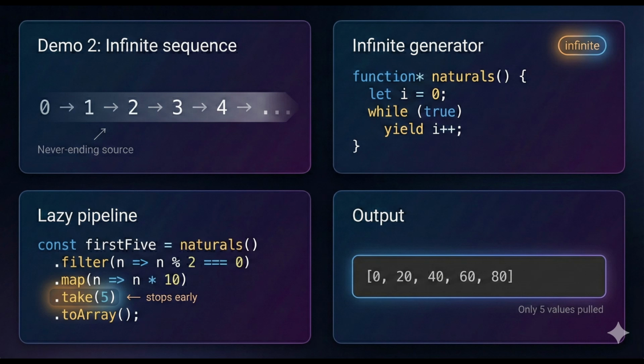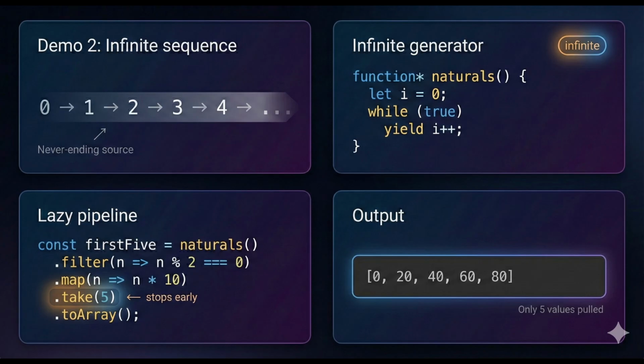First, we filter the infinite sequence to keep only even numbers, so we're looking at 0, 2, 4, 6, and 8, and so on. Next, we map those values by multiplying by 10, so that becomes 0, 20, 40, 60, and 80. Now here's the magic step.